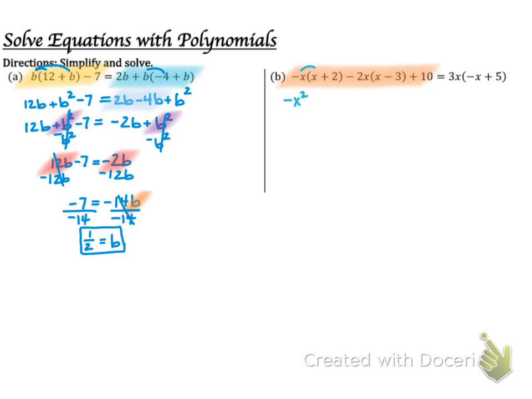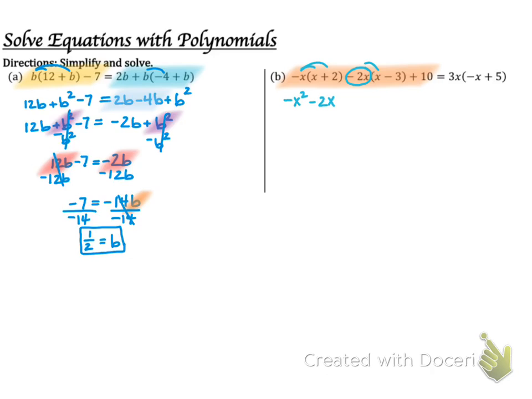Again, we need to work with each side of the equation separately, and then we can start to work with both. So first I'm going to look at the left-hand side. I need to distribute negative x to that first set of parentheses. So negative x times x is negative x squared. Negative x times 2 is negative 2x. And I'm done with that set.